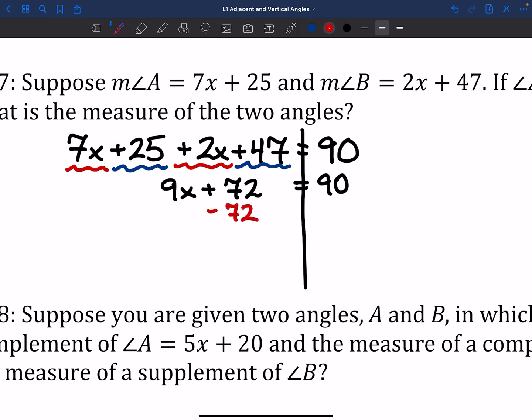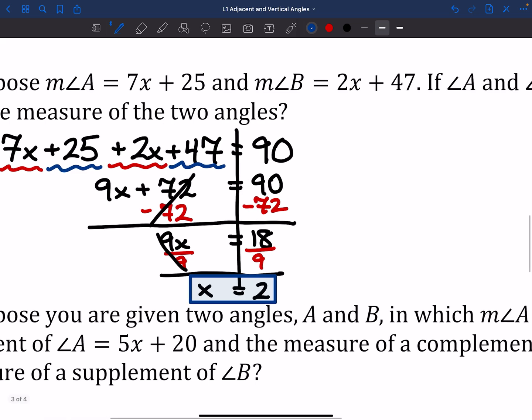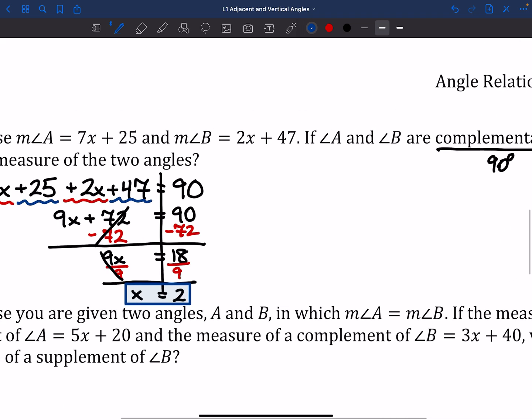We ditch that 72 over to the other side. As we do that, I realize I should have given myself a little more space, but that's okay. 90 minus 72 is going to leave us with 18. We'll divide by 9 to get that away from the x. And x is equal to 2. So if x is equal to 2, that gives us enough info to plug that back in and figure out those other two angle measures.